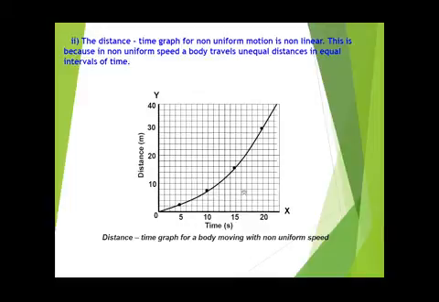Now comes the distance time graph for non-uniform motion. Here you can see the graph which we have obtained, it is a non-linear one. Straight line is not there. Why? Because here non-uniform motion is being considered, and in non-uniform motion an object travels unequal distance in equal interval of time, and this leads to a non-linear graph. Okay, straight line is not obtained, a parabola kind of graph is obtained over here.